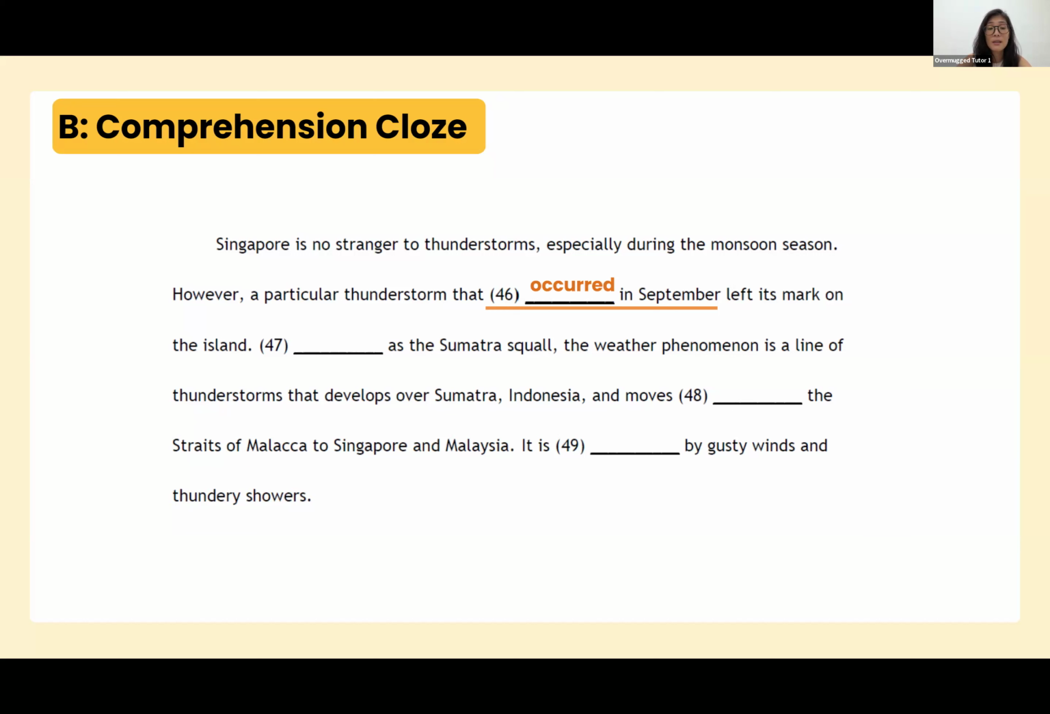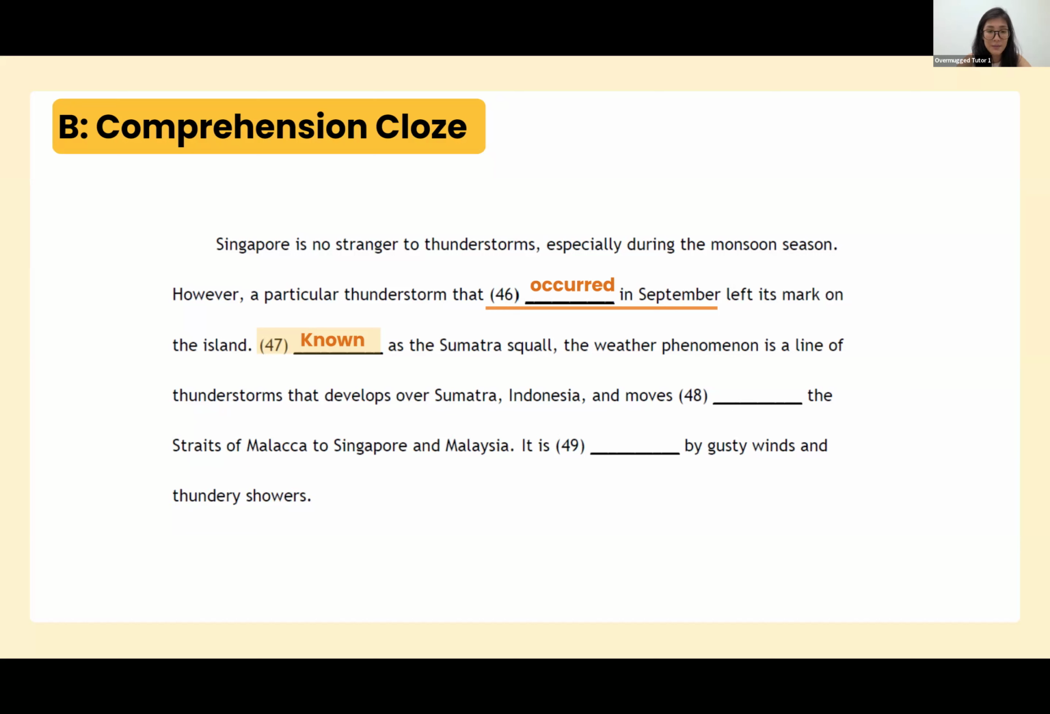Next sentence, starting with question 47. Blank is the Sumatra squall. The weather phenomenon is a line of thunderstorm that develops over Sumatra, Indonesia. So this weather phenomenon has a term for it. It's blank as the Sumatra squall. Therefore, this is a fixed phrase. It is known as. Okay. Be sure to start your answer with a capital letter K because this starts a sentence.